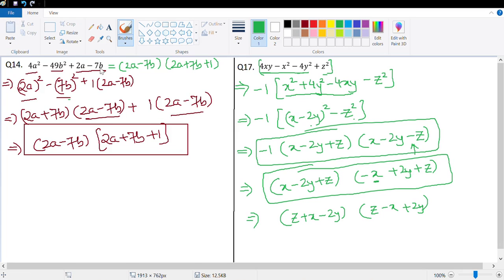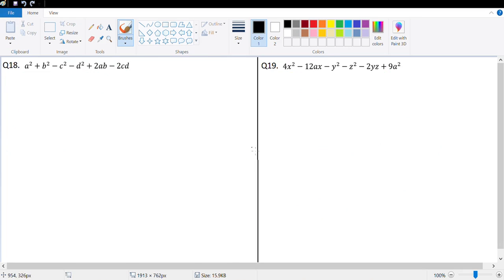The next homework question was question number 18. Question 18 says a square plus b square minus c square minus d square. Oh, there is a 2ab and there is a square plus b square. There is c square and d square and there is 2cd. So let's group it the way I've underlined. What we have is a square plus b square plus 2ab. Group it together and minus. Let's take minus common. What we'll be left with is c square plus d square plus 2cd.